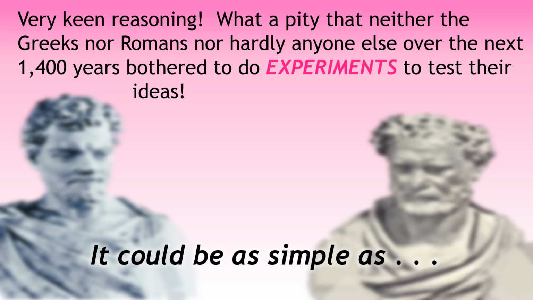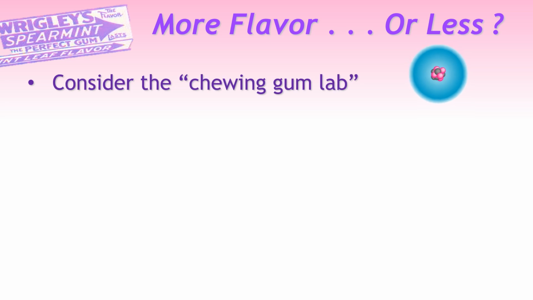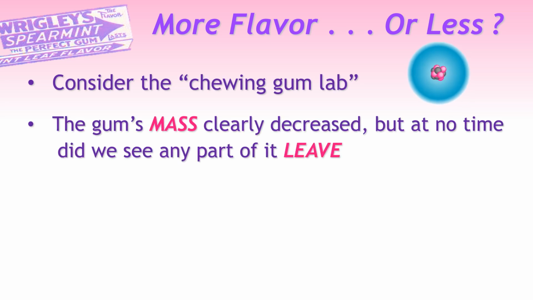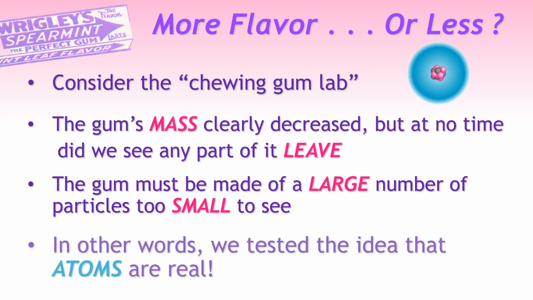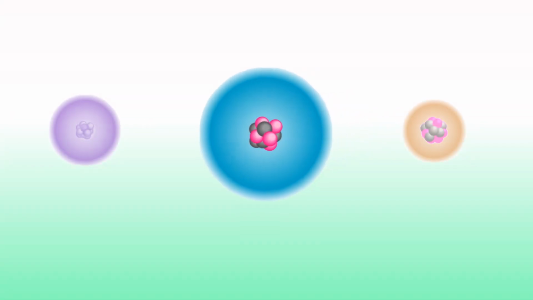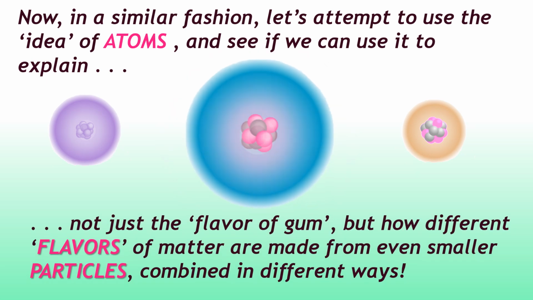It could be as simple as more flavor or less. This is the previous lab, the chewing gum lab. In this lab, the gum's mass clearly decreased, but at no time did we see any part of it leave. So the gum must be made of a large number of particles too small to see. In other words, we tested the idea that atoms are real. We are basically using the idea of atoms to explain why the gum loses its flavor over time.